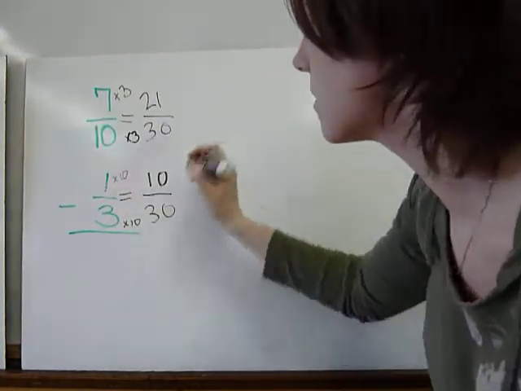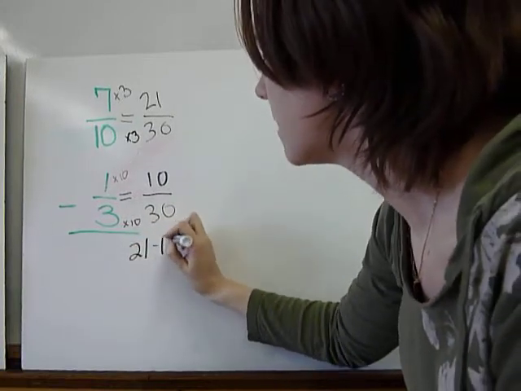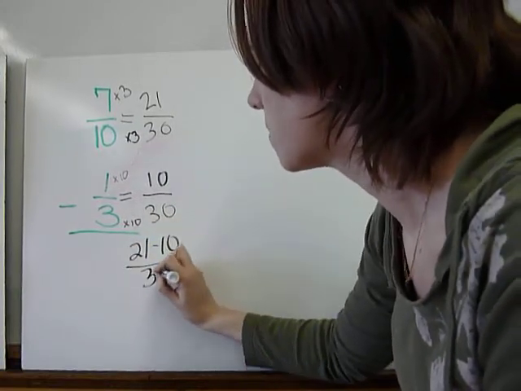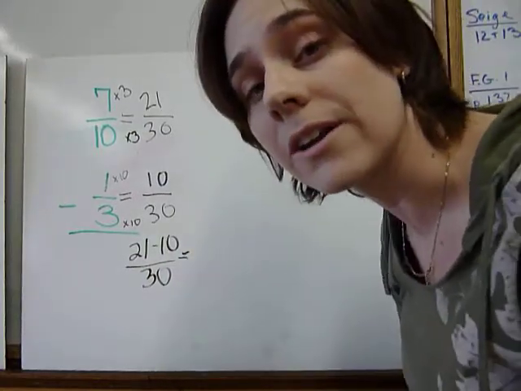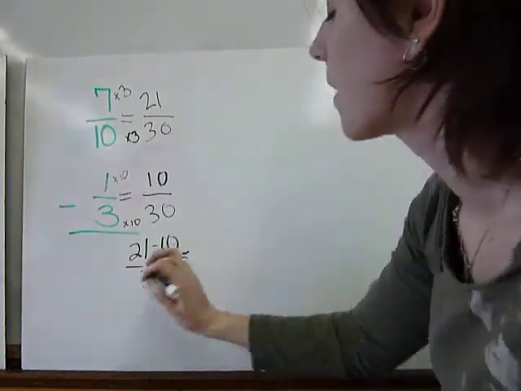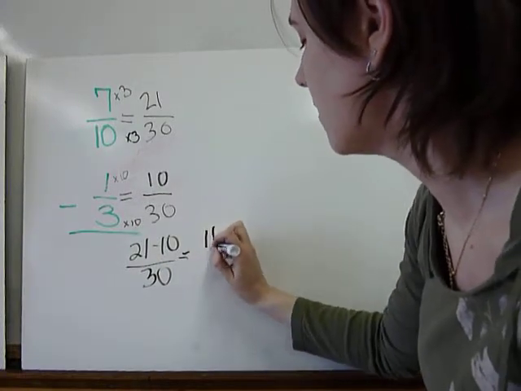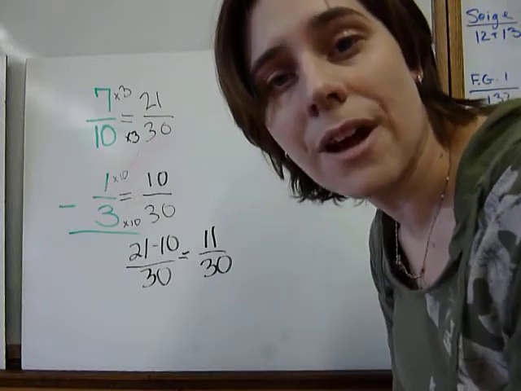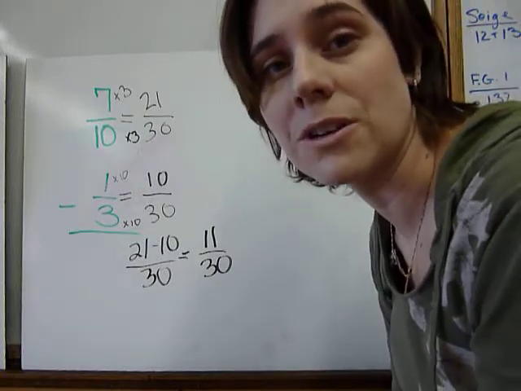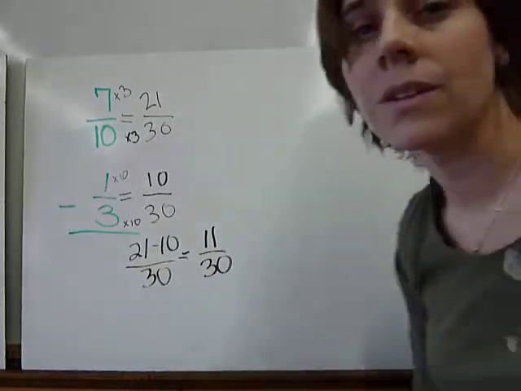I want to subtract 21 minus 10 with my denominator being 30. They're speaking the same language. Never change the denominator once you have it the same. 21 minus 10 gives me 11. 11/30. Luckily, I don't need to simplify, but always check. Sometimes you'll need to. Thanks and good luck.